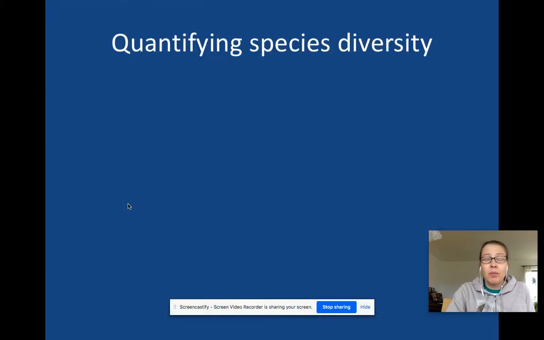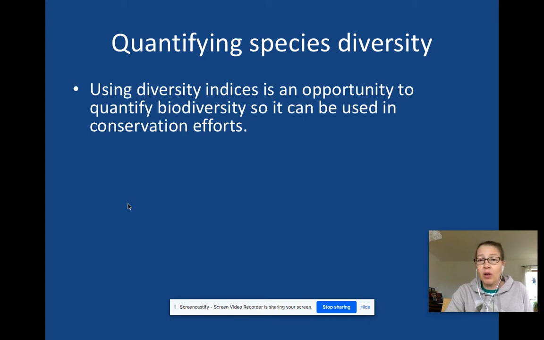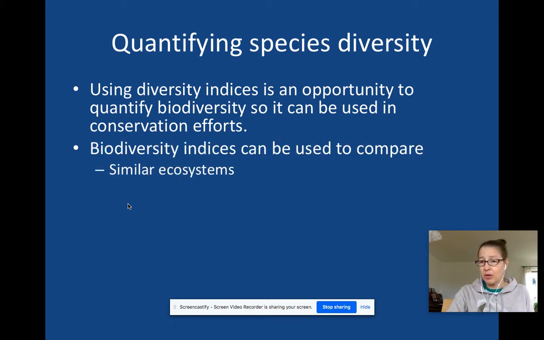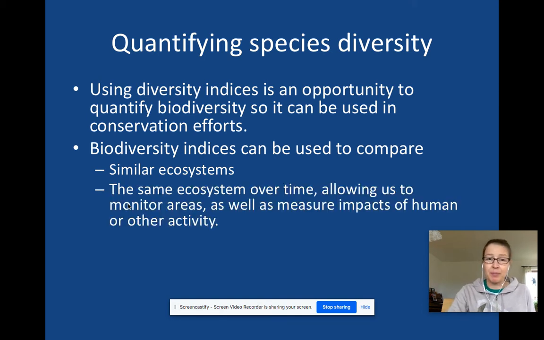Okay. One very important thing you're going to need to be able to do is quantify species diversity. And we use these things called biodiversity indices to be able to put a value on biodiversity itself. And that can help with conservation efforts. So if we can actually kind of track what that biodiversity is, we can see if it's changing over time. So it can compare similar ecosystems, like how biodiverse is the forest in Czech Republic to the forest in Germany. We could look at the same ecosystem over time and see if there's anything that's impacting it, like human impact. So if there's been a lot of logging in the forest, we could measure the biodiversity before and after.